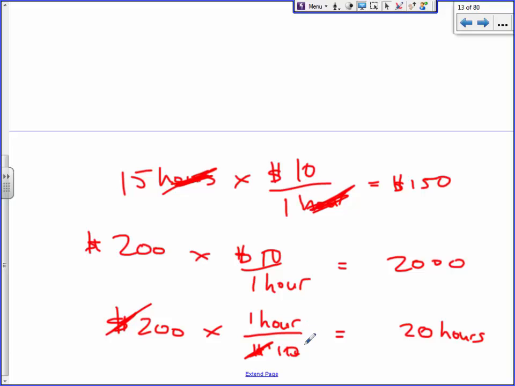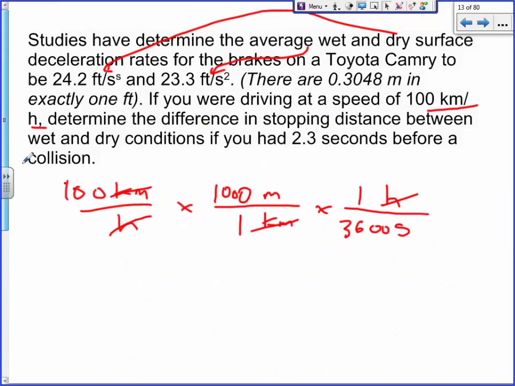I'll do more examples. So let me go back up to the one we were working on then. We had 100 kilometers an hour. I don't want kilometers, so I'm going to put it on the bottom of the fraction. What I do want is meters, so I'll put it on top. This kilometers on the top can cancel with this kilometer on the bottom. How many meters are there in a kilometer? Well, there's 1,000 meters in a kilometer.